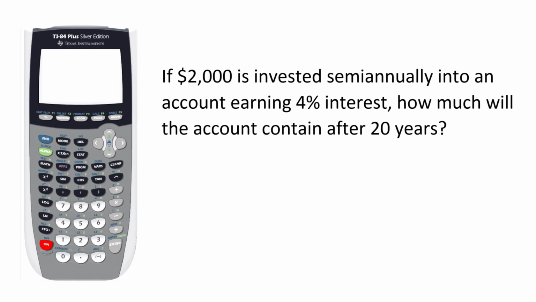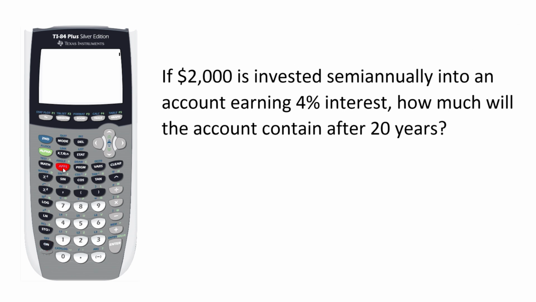In this video, we'll be looking at how to calculate the future value of an ordinary annuity. So for our example, if $2,000 is invested semi-annually into an account earning 4% interest, how much will the account contain after 20 years? So to calculate this, we'll be using our TVM solver in the graphing calculator.